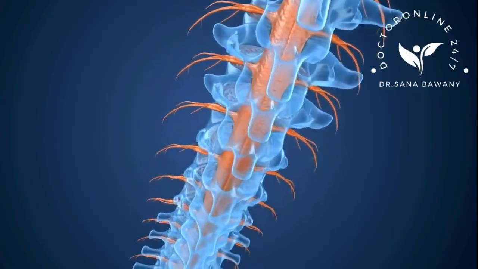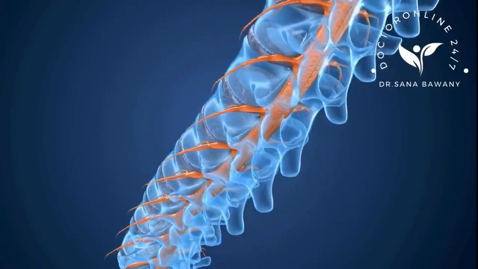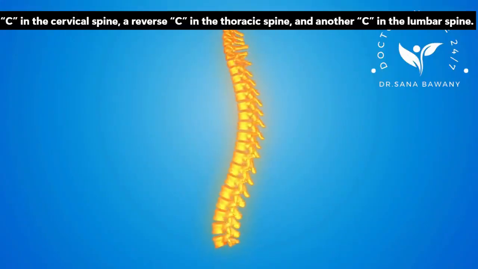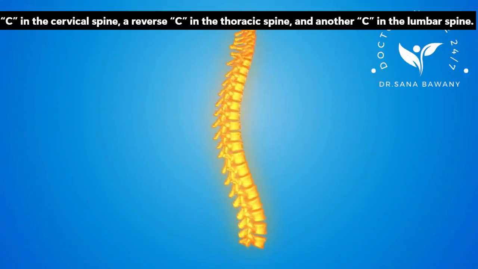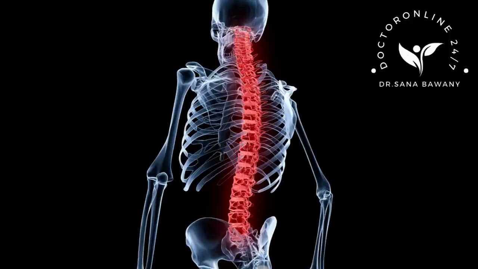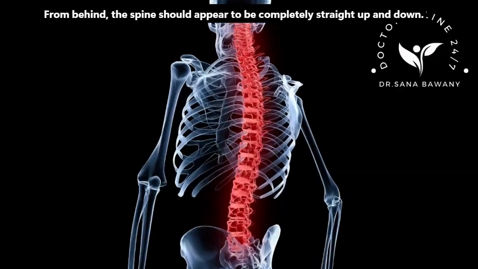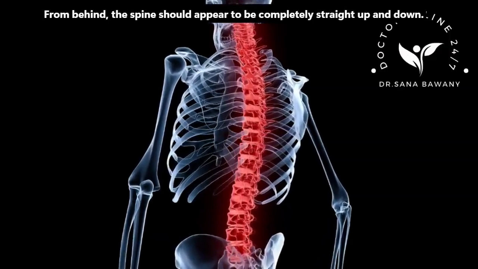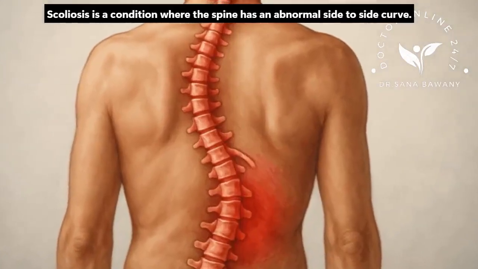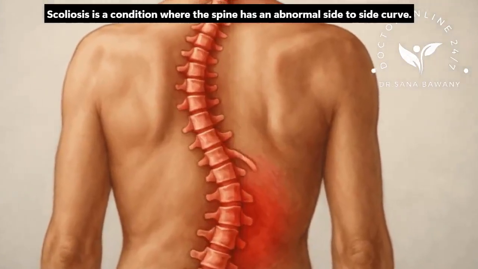Looking at it from the side, the spine normally has three curves: a C in the cervical spine, a reverse C in the thoracic spine, and another C in the lumbar spine. From behind, the spine should appear to be completely straight up and down. Scoliosis is a condition where the spine has an abnormal side-to-side curve.